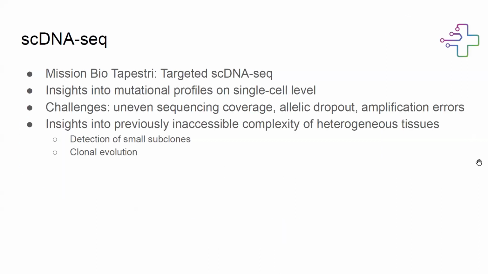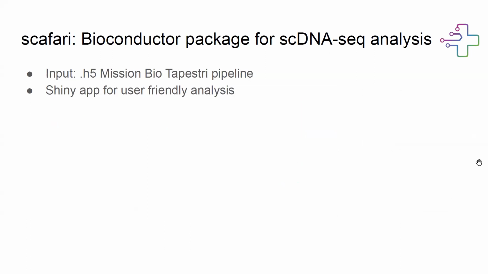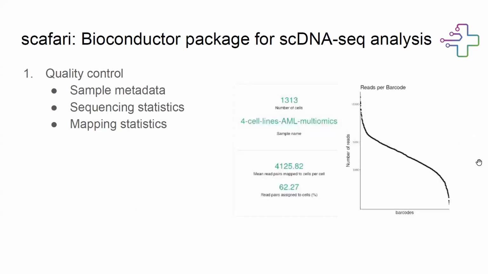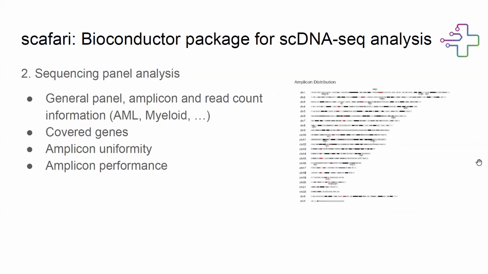So input are H5 files from Mission Bio Tapestry pipeline. We also have a Shiny app for user-friendly analysis. First step is quality control. There you can look into the sequencing coverage, into sequencing statistic, mapping statistics, and so on. Then we have the sequencing panel analysis, and it's targeted sequencing, you can look into the panel, the amplicon distribution, the genes, the read counts, and so on, the coverage genes, and then amplicon uniformity and performance.